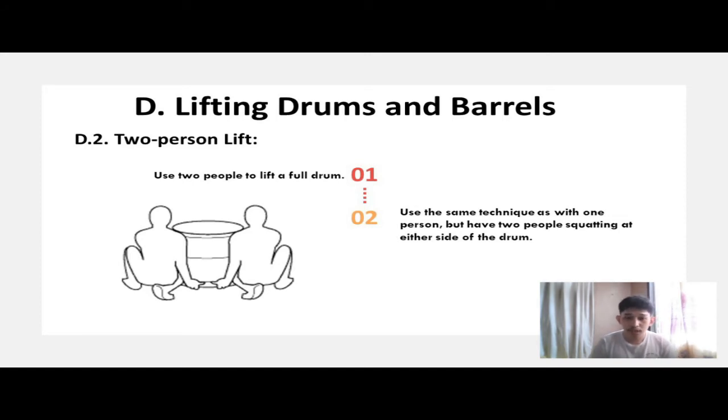The stance or the posture that you will be doing is similar to lifting a stack with two persons, where you need to start squatting where one of your feet is stepping forward on the side of the drum, while the other foot is behind the drum, where it leans the material or the drum.